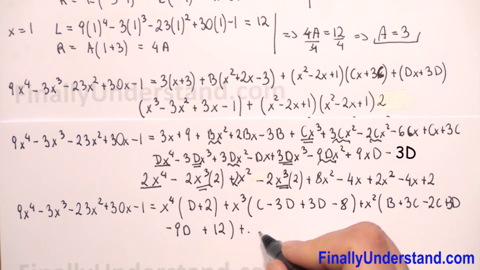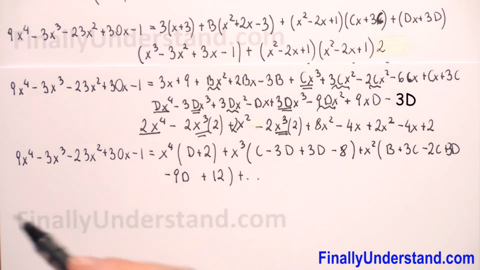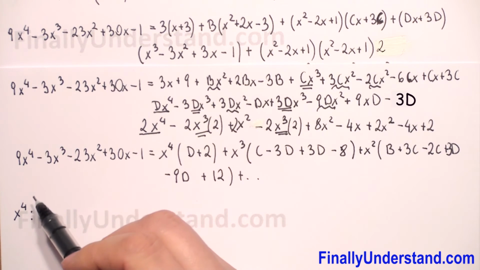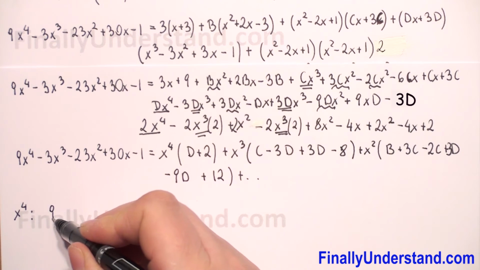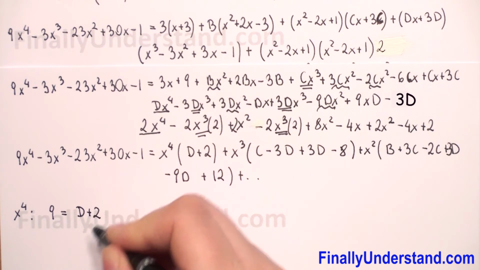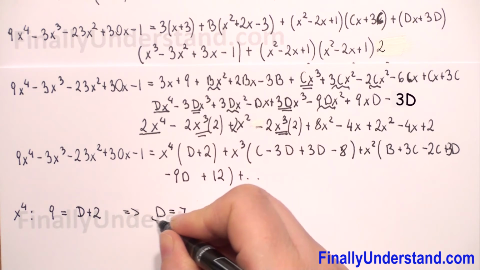And plus, we don't have to do this because we found E and A, so now it's enough if we compare the coefficients before x to the fourth power, x to the third power, and x squared to find B, C, and D. So now we will compare the coefficient before x to the fourth power. On the left side we have 9. This should be equal to d plus 2. So we have that d is equal to 7.